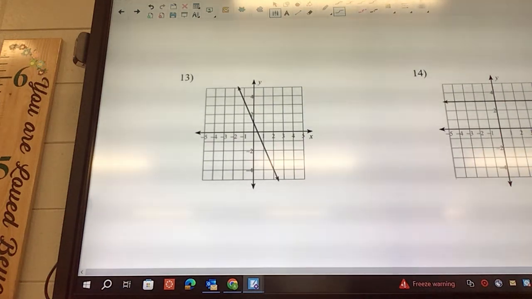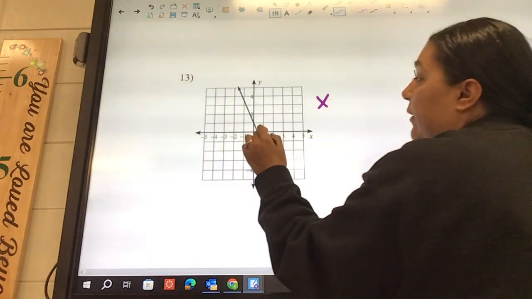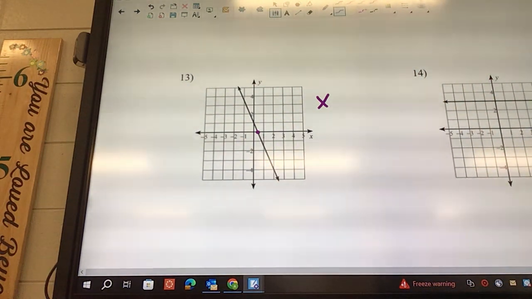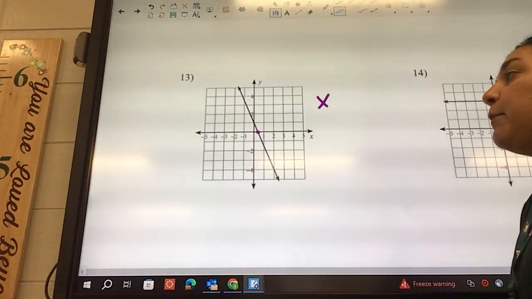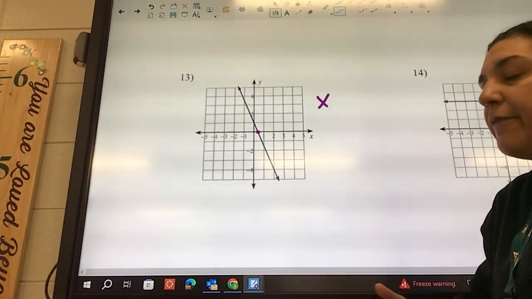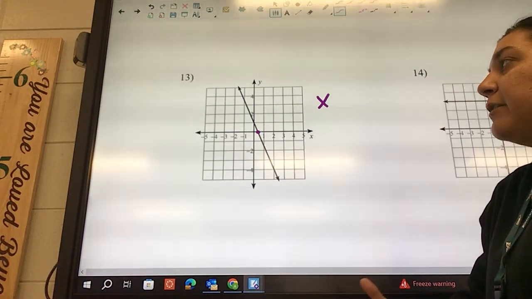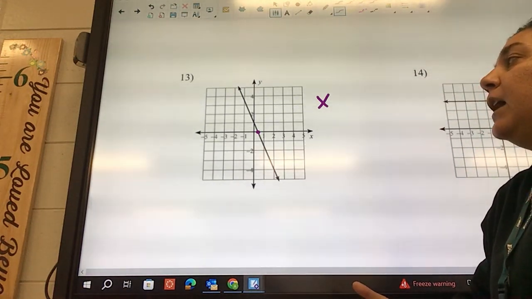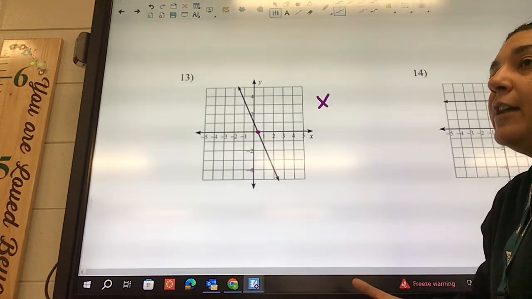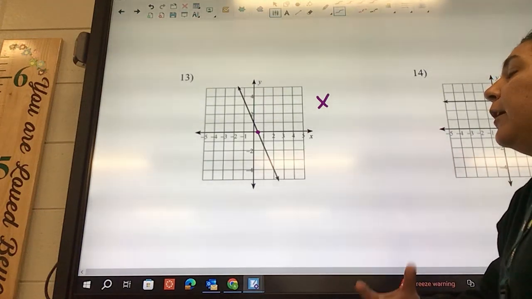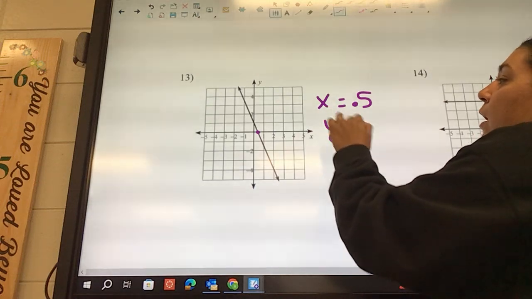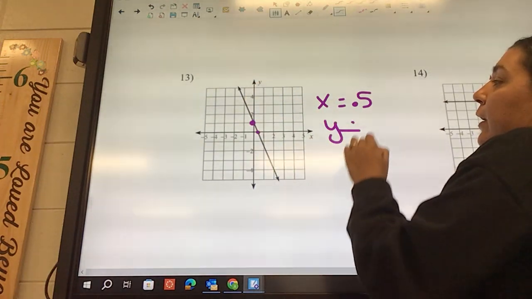Okay, 13. It crosses the X right here, and it's not exactly on an exact number. So what would be an acceptable answer? An acceptable answer is going to be somewhere between 0 and 1. Anything else, I'm going to mark off. So I would say your safe bet is going to be somewhere around the 0.5 mark. However, if you put 0.3, okay, I don't know. We can't exactly see it, but I know that your number should be somewhere between 0 and 1. So I'm going to say 0.5. The y, it crosses here at 1.